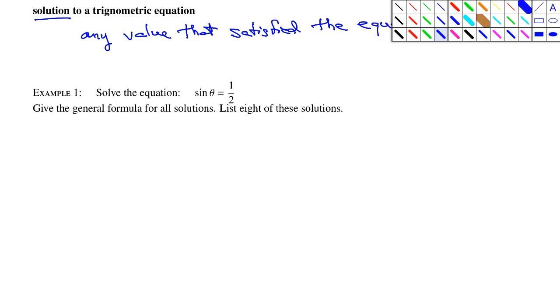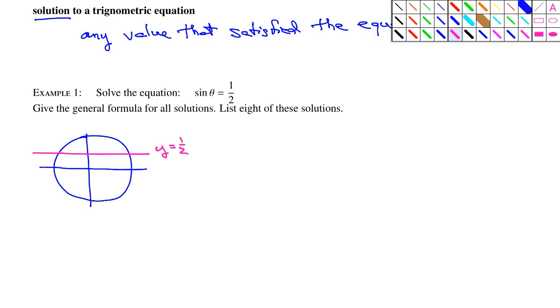So example 1, solve the equation sine of theta is equal to 1/2. Give the general formula for all solutions and then list 8 of these solutions. So the first thing is I want to find where the sine of theta would be equal to 1/2. Sine is the y coordinate, so I'm going to draw a horizontal line at y equals 1/2. And then I'm going to find these points here and here.